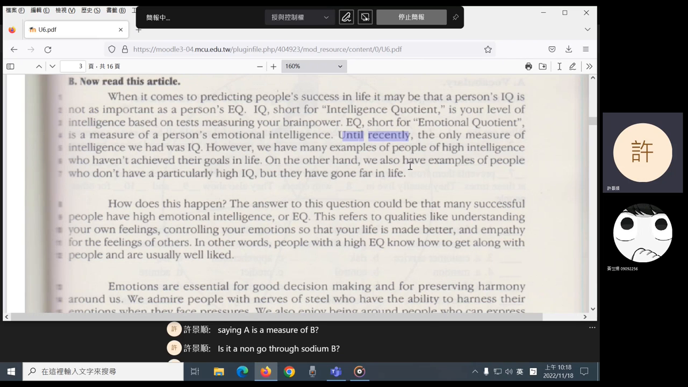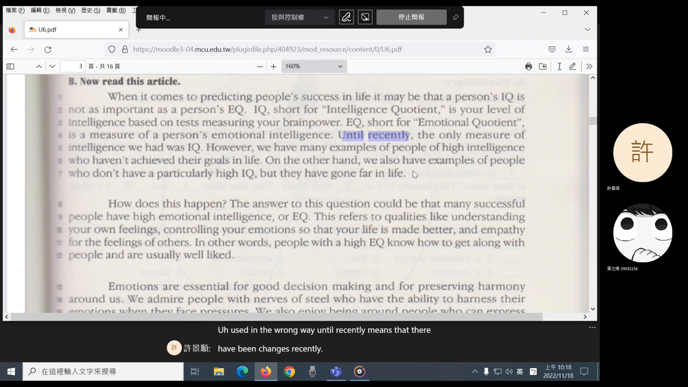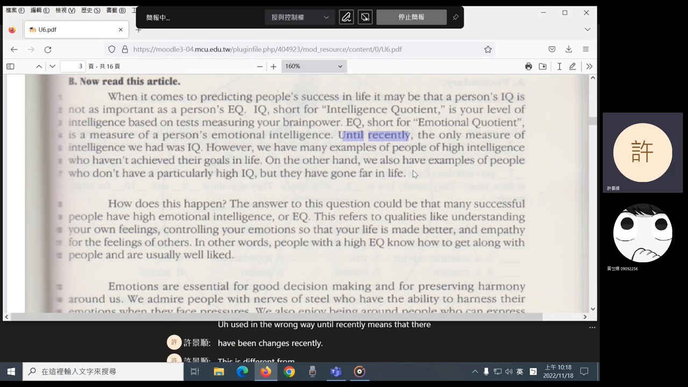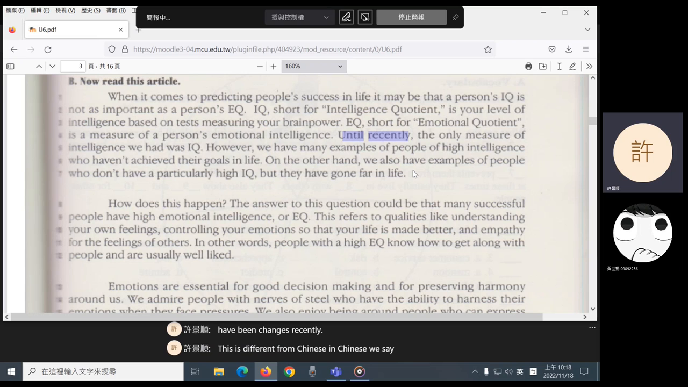Until recently, this is something that many students use in the wrong way. Until recently means that there have been changes recently. This is different from Chinese. In Chinese, we say 直到最近都还在怎么怎么, which means that there have been no changes. But in English, if you use until recently, it means that there have been changes.